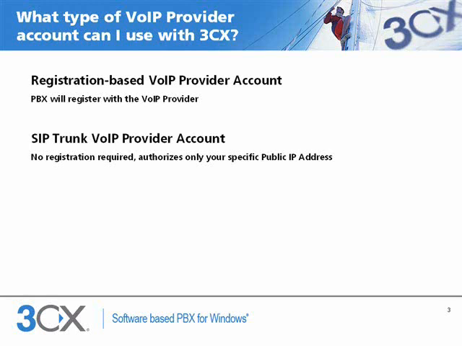There are basically two types of VoIP provider accounts that can be connected to 3CX phone system. Registration-based accounts that will require the PBX to register with the service using an authentication ID and password, and SIP trunks that do not require the PBX to register but allow calls only from the PBX's public IP address.